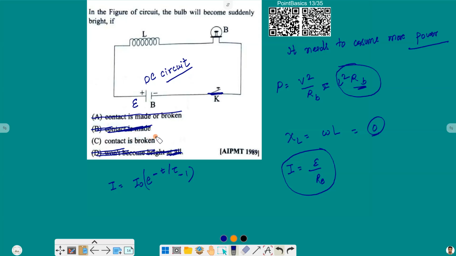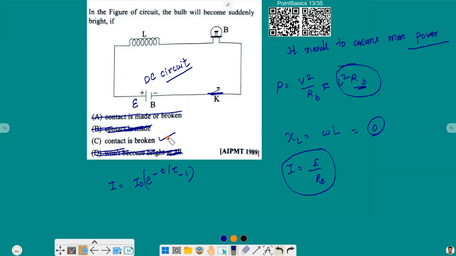Now coming to the case where contact is broken. This can be a possible answer: if contact is broken after a long time, then there is a chance that the current in the circuit will reach its maximum value, and then the bulb will glow to the maximum intensity. So the only possibility is option C here.